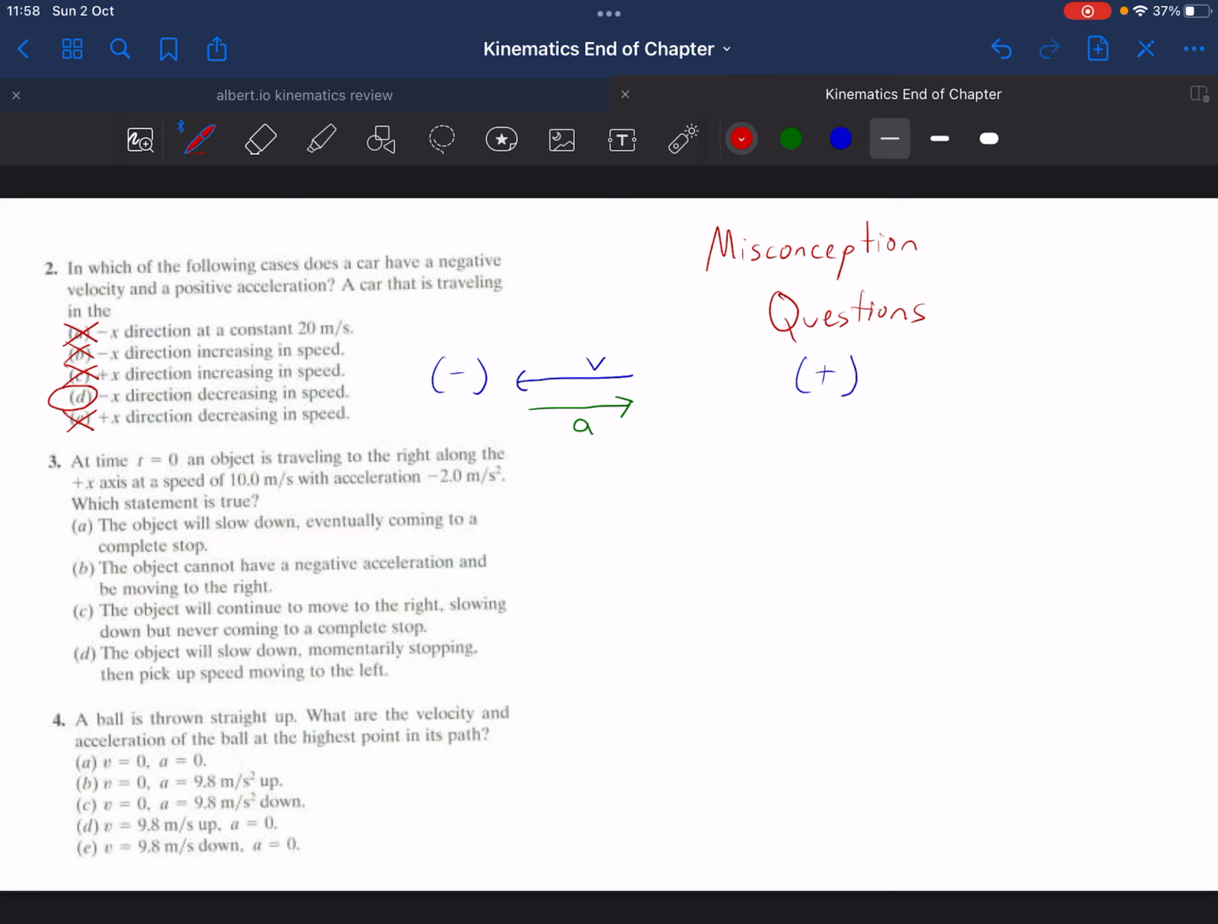So traveling to the right, it's got a velocity moving to the right, the positive x-axis again, right? Positive is right, negative is left. And it says that it is at a speed of 10 meters per second. And it's got an acceleration of negative 2 meters per second squared. So that means the acceleration is going the other way since it's negative.